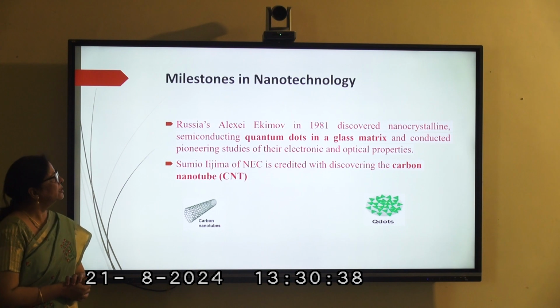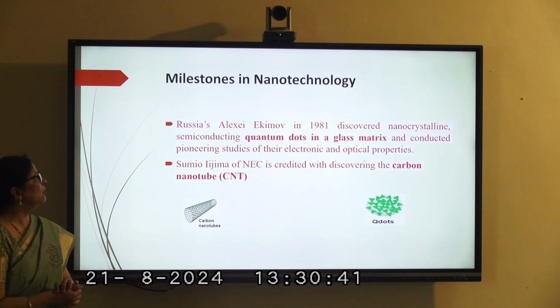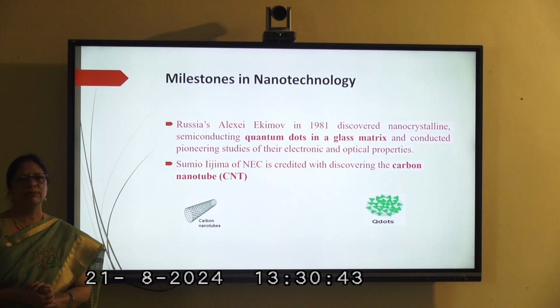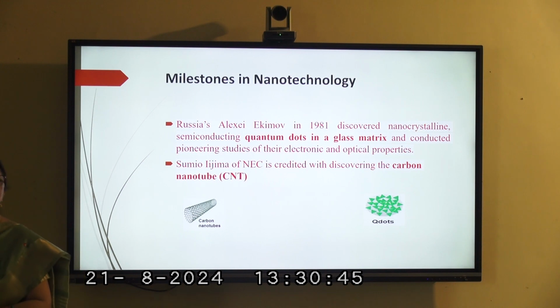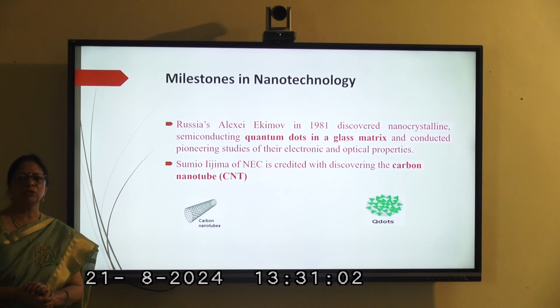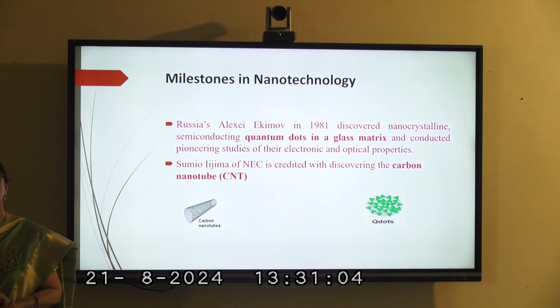Alexei Ekimov discovered semiconductor quantum dots in glass. Quantum dots are used in imaging in nanomedicine due to their unique optical properties. These optical properties are present in quantum dots due to their nanoscale. They are not present in the bulk material. Sumio Iijima is credited with the discovery of carbon nanotubes. In our next class, we will discuss all the different nanomaterials.